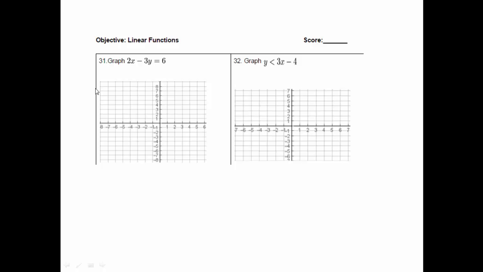This objective is linear functions. Number 31 says to graph 2x minus 3y equals 6. There are a couple different ways I will do this, and I'll show you both ways just in case. I like to, on this one, just find the intercepts.